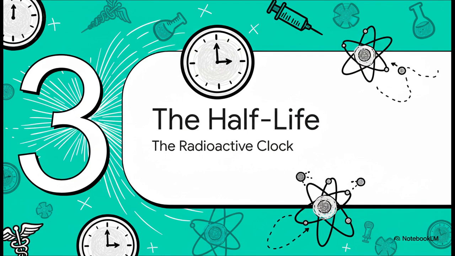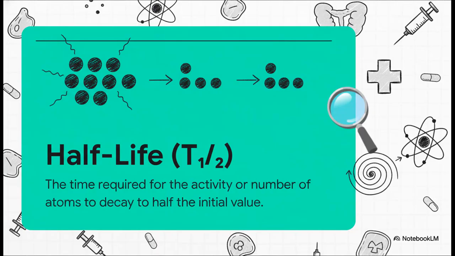Okay, so that decay constant, lambda, is essential for the math, for sure. But there's a much more intuitive way for us to get a feel for the speed of decay, and that's the half-life. Let's take a look at this sort of radioactive master clock. The half-life is exactly what it sounds like. It's the amount of time it takes for half of your radioactive stuff to decay away. So after 1 half-life, you have half of it left. If you wait for another half-life, you have half of that left, so a quarter of what you started with.